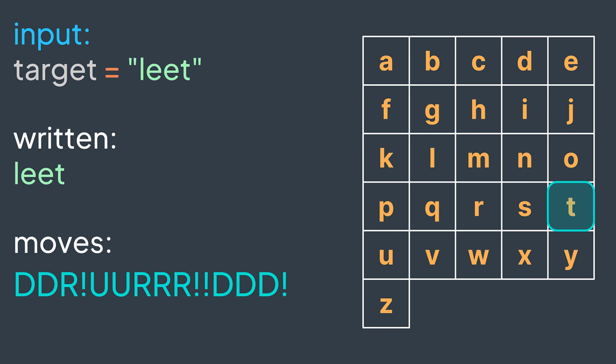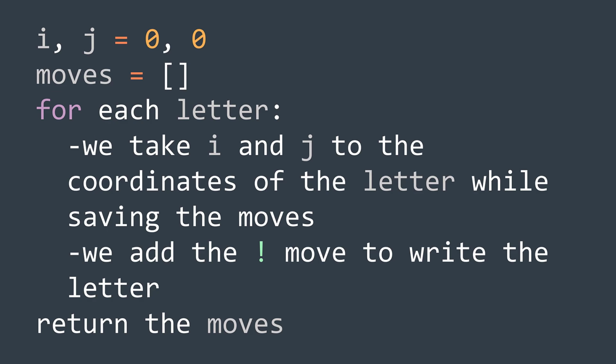The idea to solve this problem is to have two variables i and j that represent our actual position in the board. They start at 0, 0 because we start from the top left cell. Then for each letter, we go to it and write it while saving the moves.